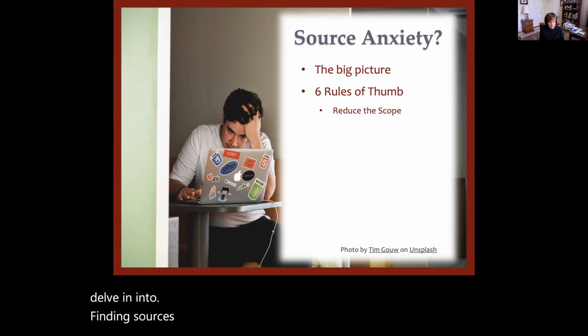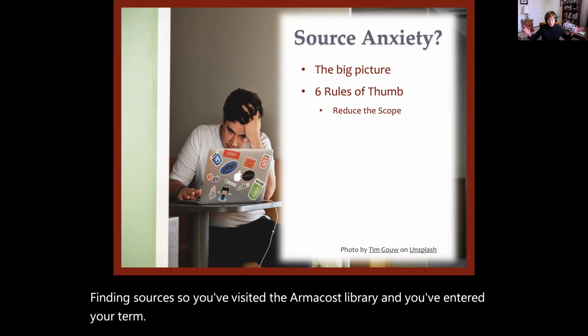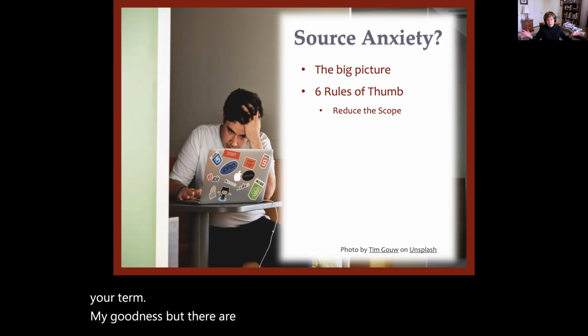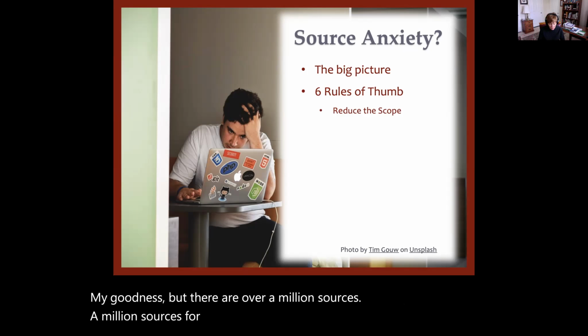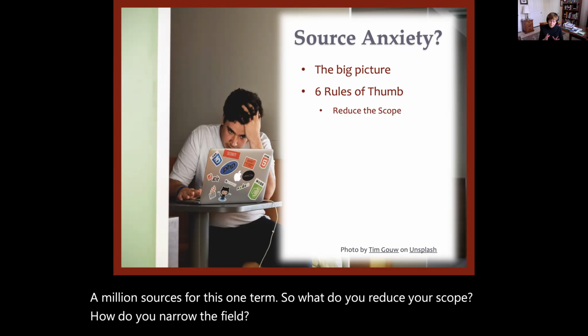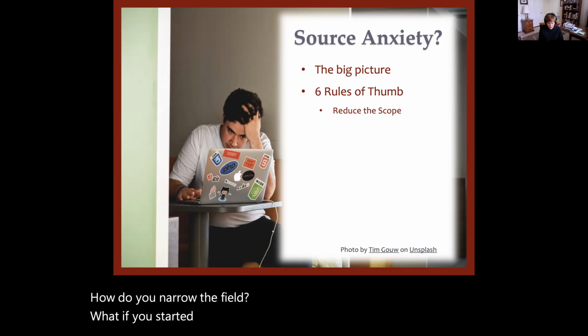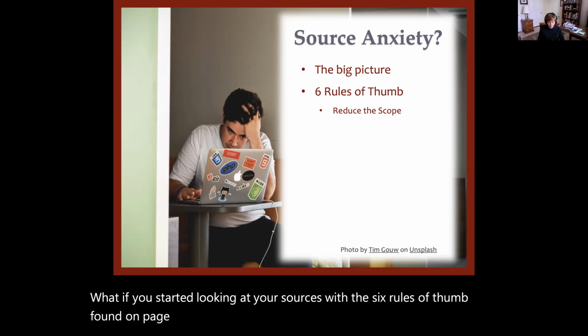So you've visited the Armacost library and you've entered your term. Oh my goodness, but there are over 1 million sources, 1 million sources for this one term. So what do you do? You reduce your scope. How do you narrow the field? Well, what if you started looking at your sources with the 6 rules of thumb found on page 100 in your writing analytically textbook?